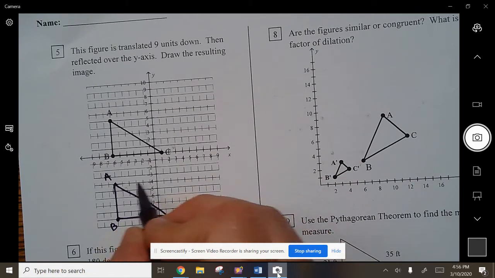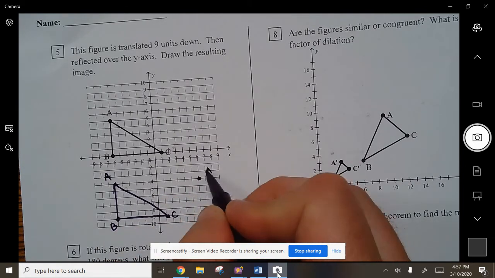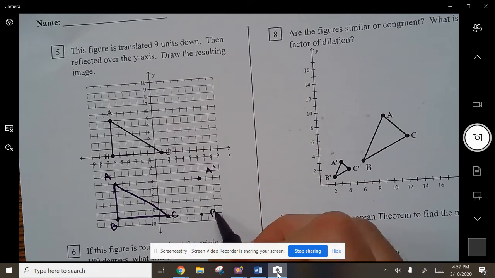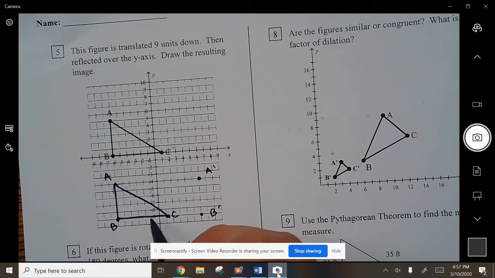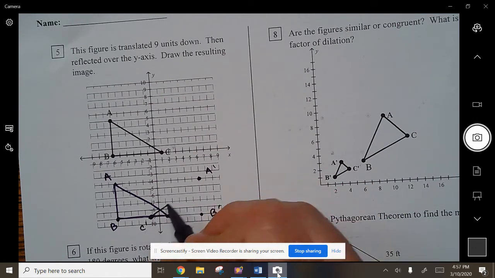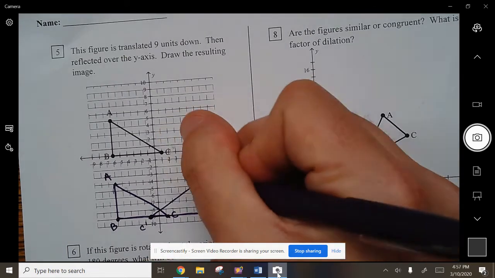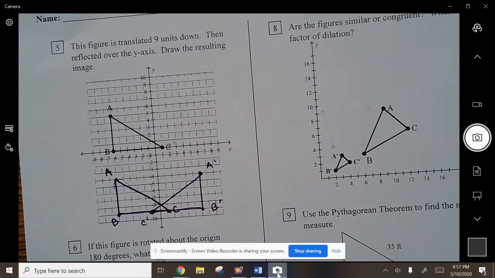This is going to be 6 spots away. So it's over here, A prime. This is over here, B prime, but C is over here. It's 1 spot away this way, so we're going to put it on this side. So that's what it kind of looks like, almost like a little butterfly wing or something like that. All right, let's go down here.